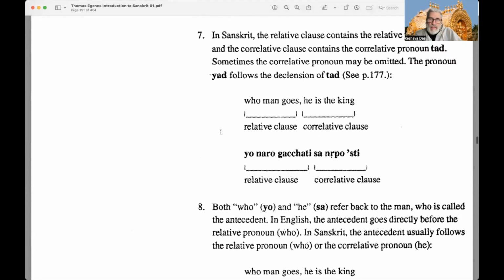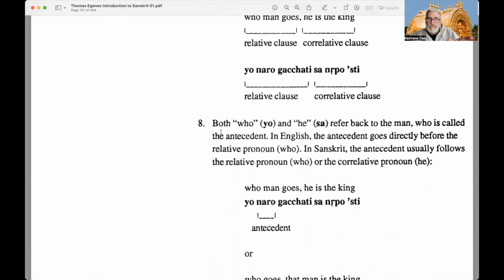So let's have a look at them. The way they said it is yad and tad, right? So here we have yo. Somehow yad becomes yo. Naro gachati. So yo is probably yaha, which becomes yo because of sandhi in front of naro. Naro is naraha in front of gachati, right? That's how we break the sandhi. Sa is probably saha, which drops the visarga and becomes sa, right? And nripo sti is going to be nripaha asti, by breaking the sandhi. So we break all those sandhis and we get that sa nripo asti is the main clause, or the correlative clause. So what does that mean? It means he is nripaha, the king. He is the king, right? What is the relative clause? The relative clause says yo, or who, or whomsoever, right?